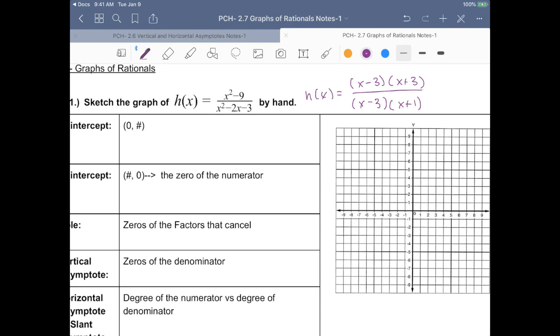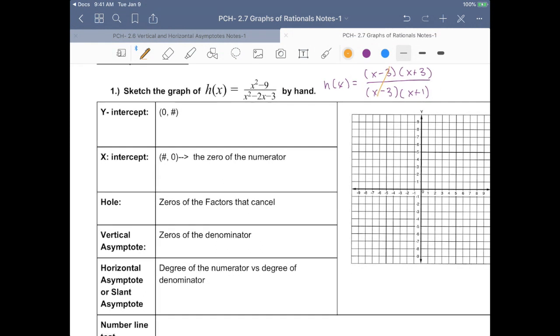We're going to look for our canceled factors first. So I see that these cancel, giving me a hole at 3 comma something. How do we find that other part? Well, remember we plug it into our simplified function. So I'm going to do 3 plus 3 over 3 plus 1, plugging it into my simplified function, giving us 6 over 4 or 3 over 2. So 1.5.